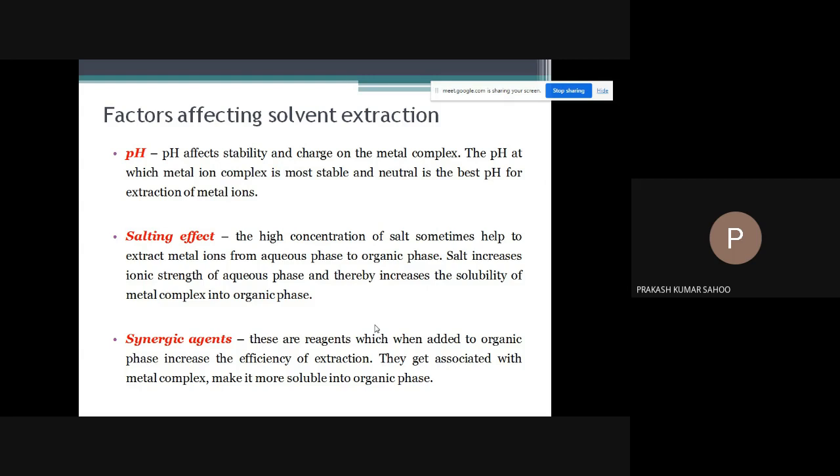This is a salting effect, and this is very much relevant to your common ion effect. So if your salt has a common ion to the metal ion present in the aqueous phase, then what happens? The metal ion gets extracted easily by adding external salts. How? We know the process that is known as salting out of salt. Okay, salting out of salt.